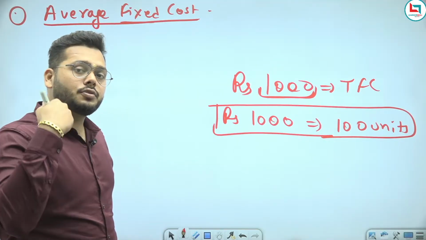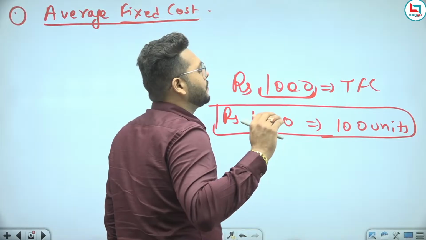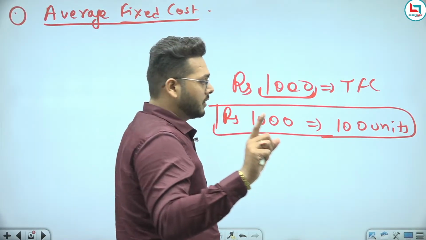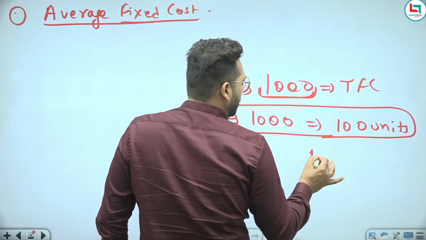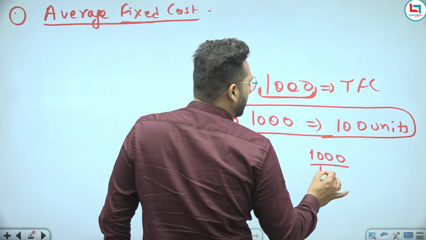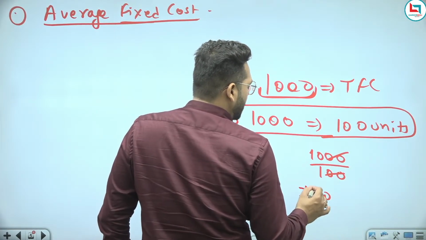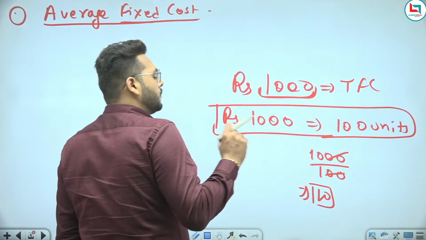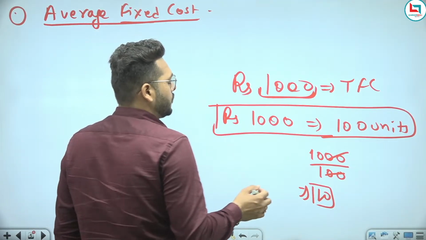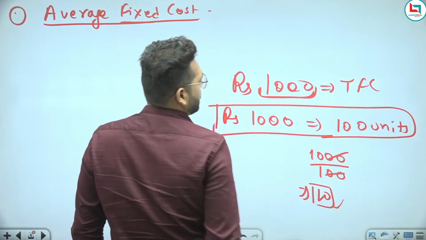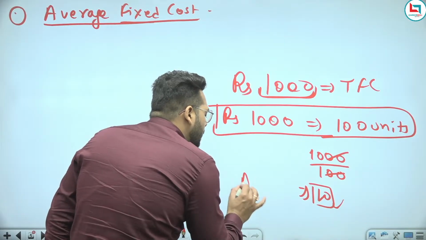Now if I ask you what amount of fixed cost you have spent on the production of one unit, what will you do? You will divide 1,000 by 100. Now you are getting 10. It means if you want to produce one unit, you have to spend 10 rupees.